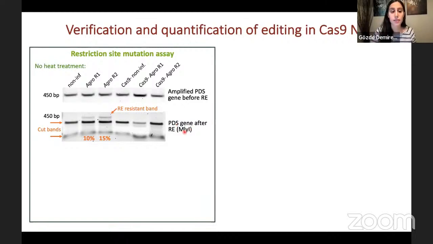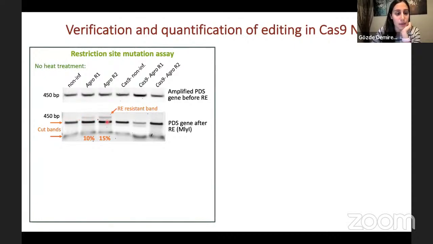Then we treat this PDS gene with the restriction enzyme. In the case of the non-infiltrated sample, there is no editing in this one. You could see that the band at 450 disappears completely, and you have 2 cut bands. This means that the sample is non-edited, as there aren't any gene copies that are resistant to the restriction.